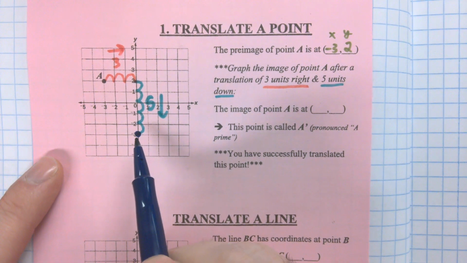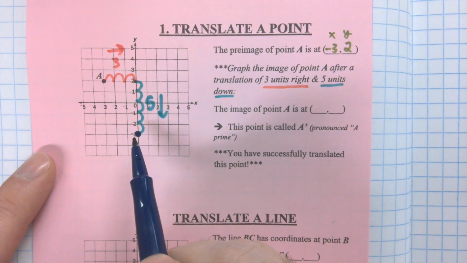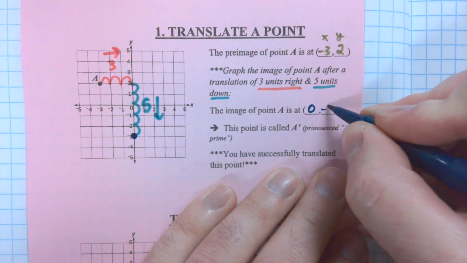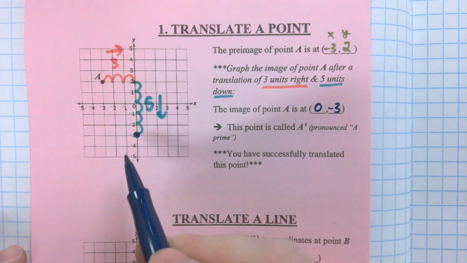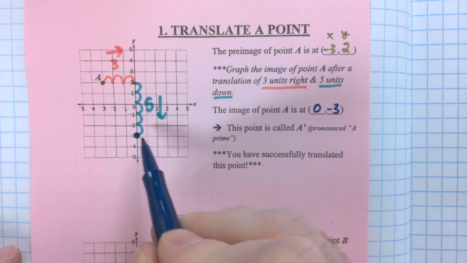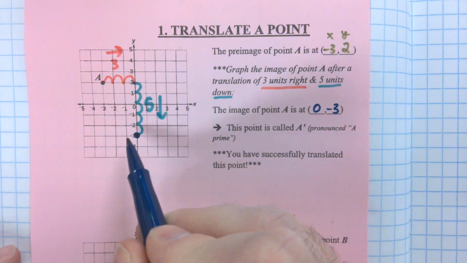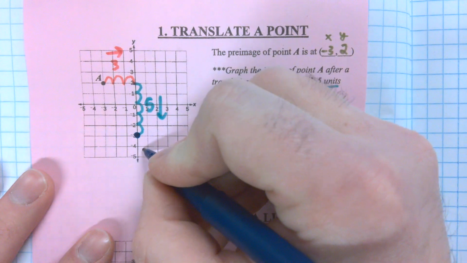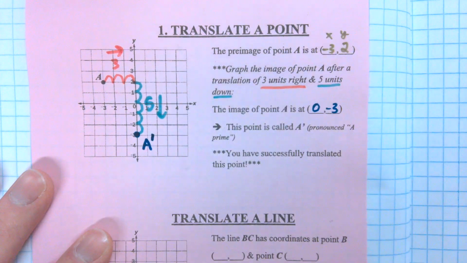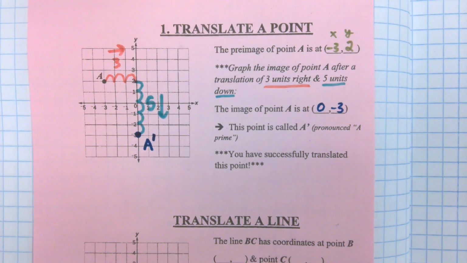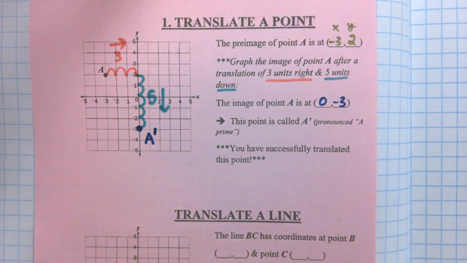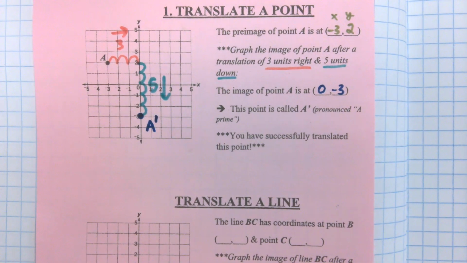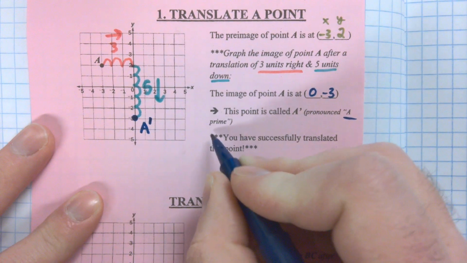What are the coordinates of this point now? 0, -3, good. Right? 0 spaces on the x and y, 3 spaces down, -3. And we're going to label this point A prime. Just like that. A with a little apostrophe on the top right, kind of like an exponent almost. And we call that A prime.